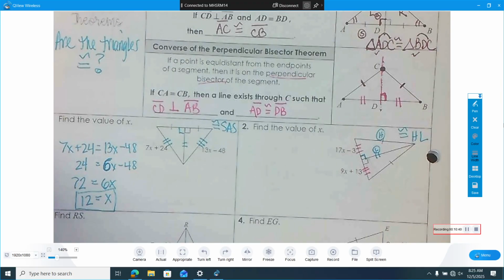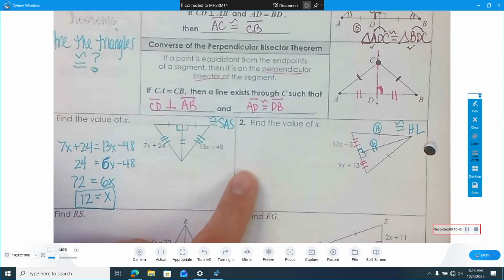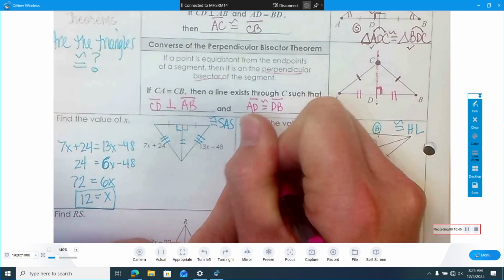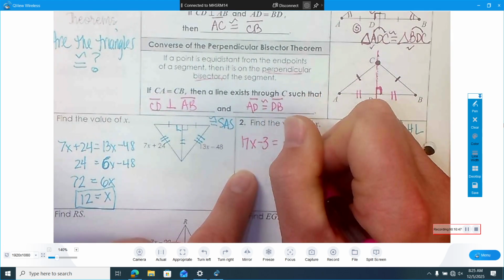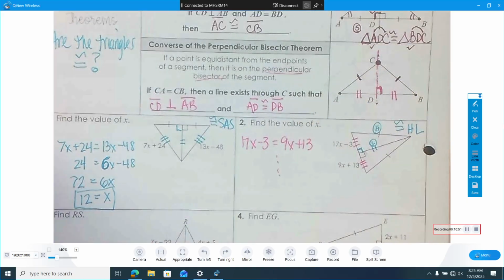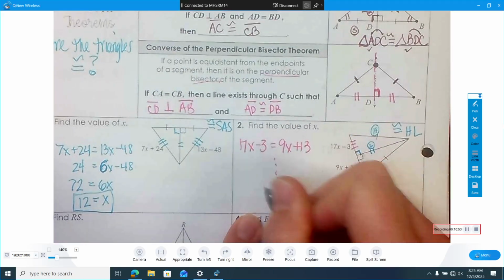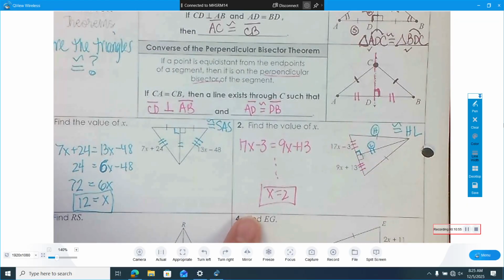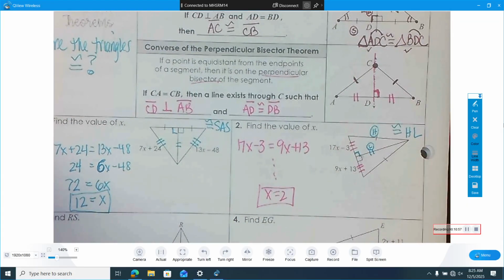Which means I can write what equation? 17x minus 3 equals 9x plus 13. And we could go from there. You would get x equals 2. Do I need to do that or no? Okay, I don't think so. All right.